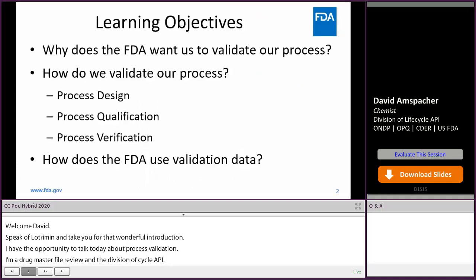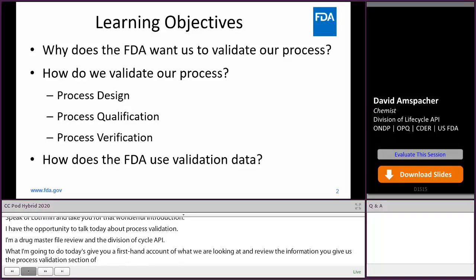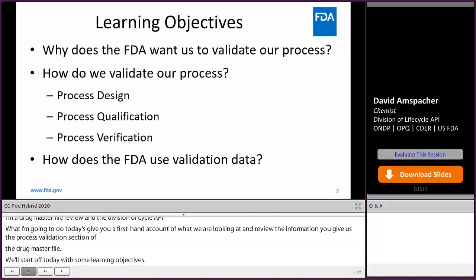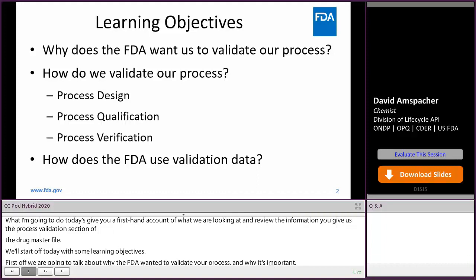I'll start off today with some learning objectives. First off, we're going to talk about why the FDA wants you to validate your process and why it's important. To set the table, we'll briefly touch on how you go about validating your process, and most importantly, we'll talk about what we do with your validation data and how we use it.